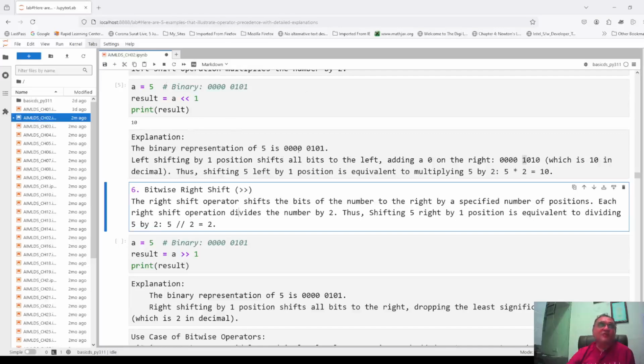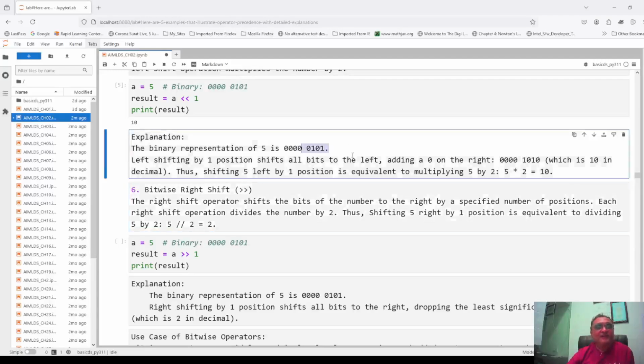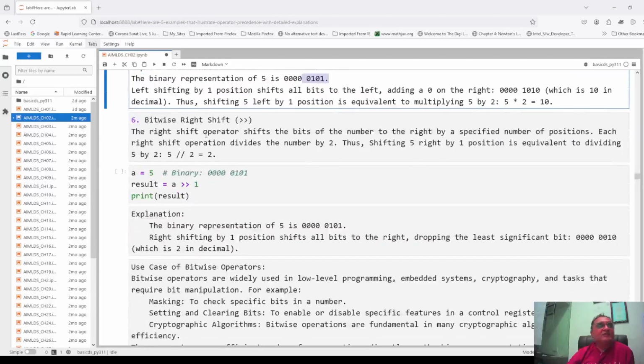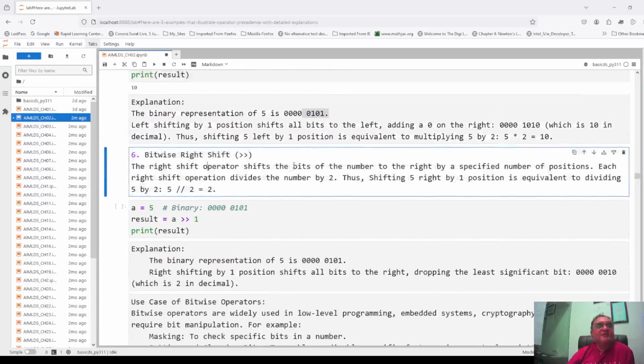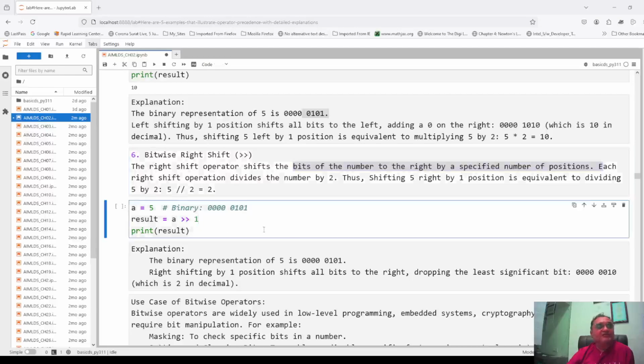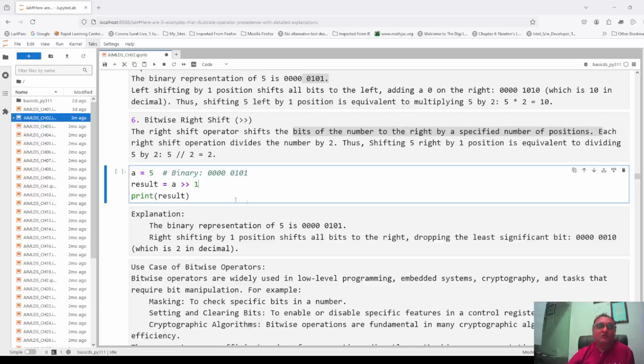Okay, bitwise right shift is just the opposite of left shift. You push the numbers from the left side towards the right side. In left shift you push the number from the right side towards the left side, so here you are doing right shift. It shifts the bits of the number to the right by a specified number of positions. Here also I have given 1 just for simplicity, but it can push by 2 or 3 also.